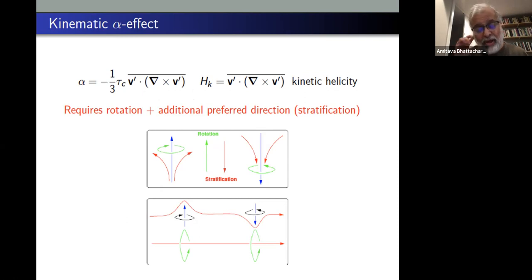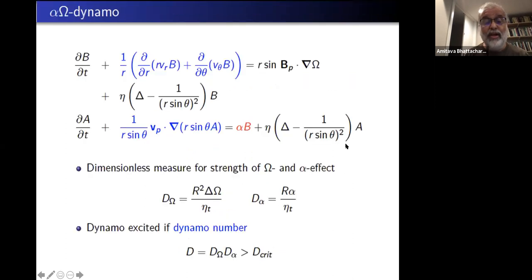So something very important came out of kinematic dynamo theory. It came out that if you have turbulence in the system, and if the turbulence has finite kinetic helicity, another way of putting it is to say V prime dot omega prime is non-zero, which breaks mirror symmetry, as shown in this cartoon below, then you have an alpha effect. And if you have an alpha effect, how does it change the picture?